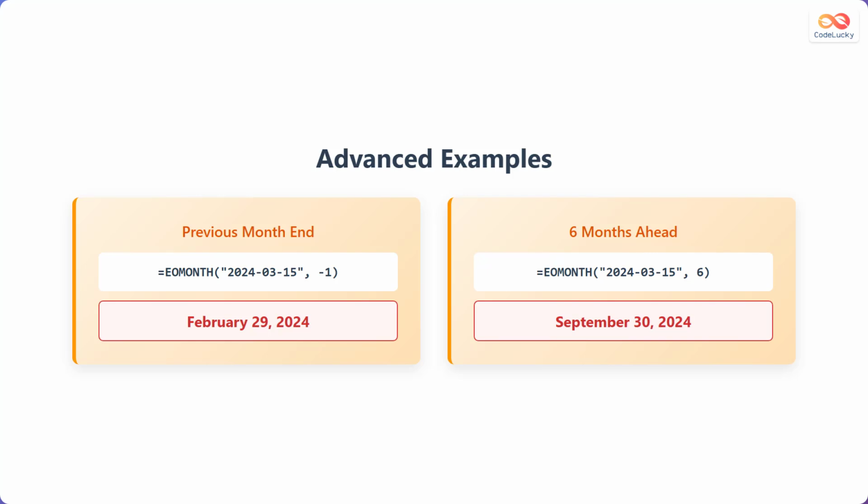To find the month end 6 months ahead, starting from March 15, 2024, with the months argument set to 6, the formula is =EOMONTH("2024-03-15", 6). The result will be September 30, 2024.